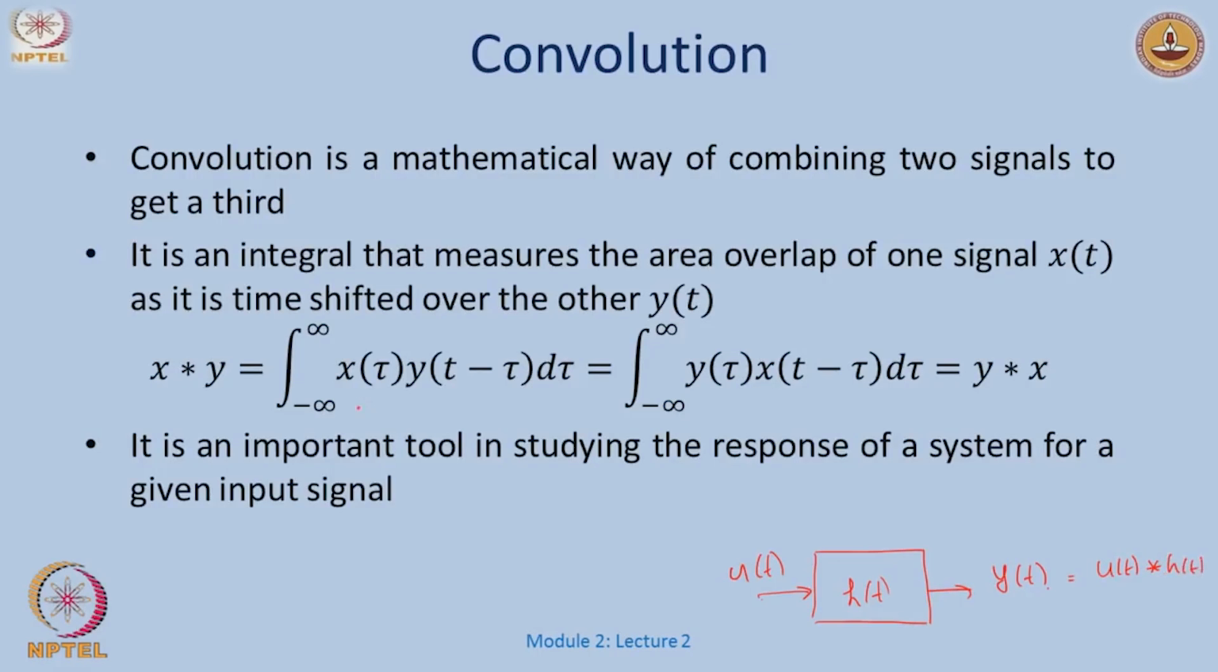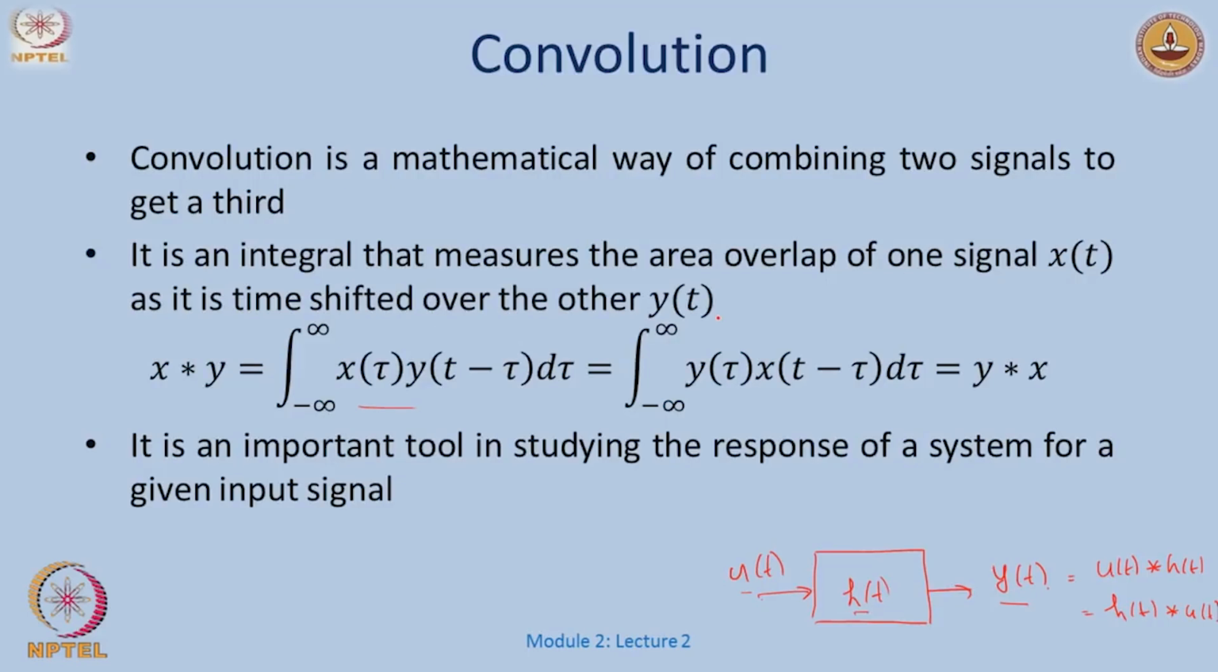Okay. The convolution is defined by this property, and it is also commutative, h of t convolved with u of t. So, convolution is a mathematical way of combining two signals. Here, my input together with the system gives me the output of the system, and this is how we will view things in control. It is an integral that measures the area overlap of one signal as it is time shifted over the other. We will see a little graphical representation of this.